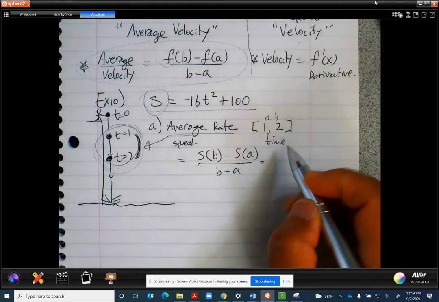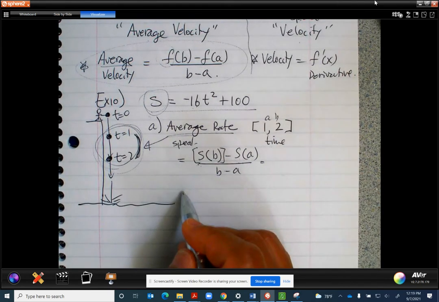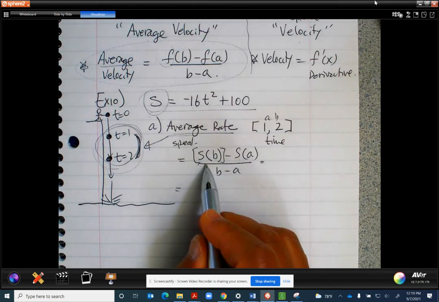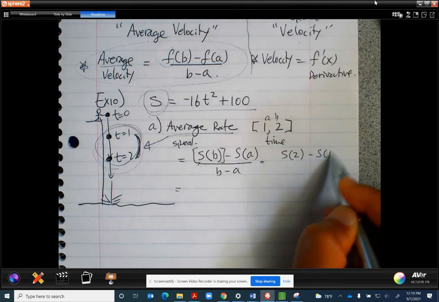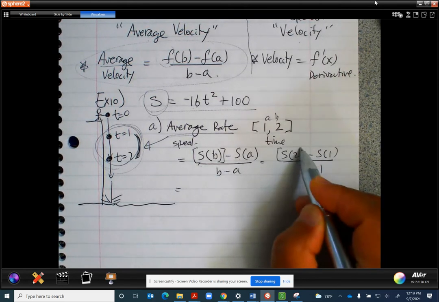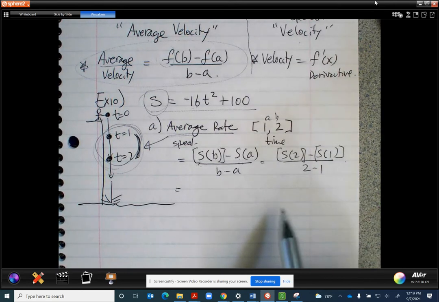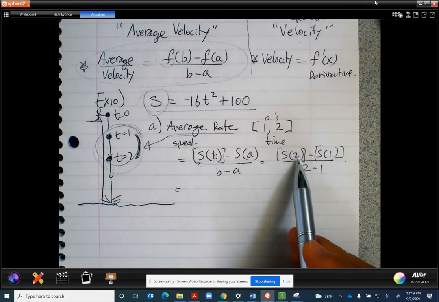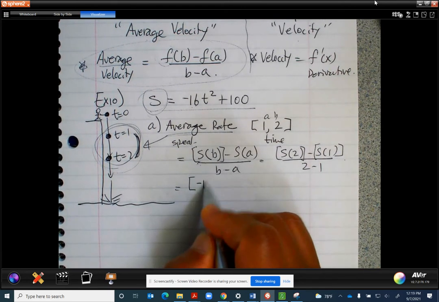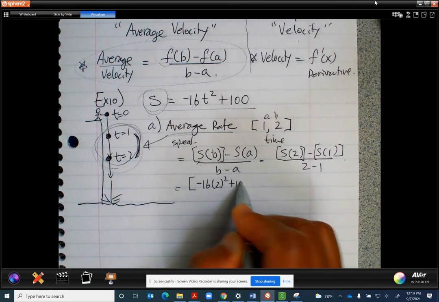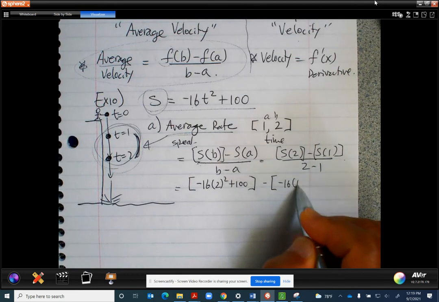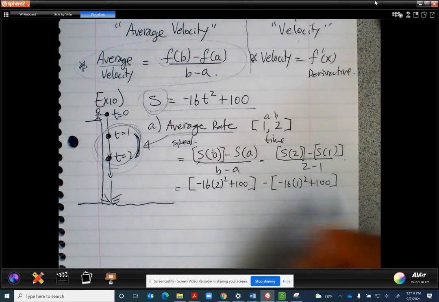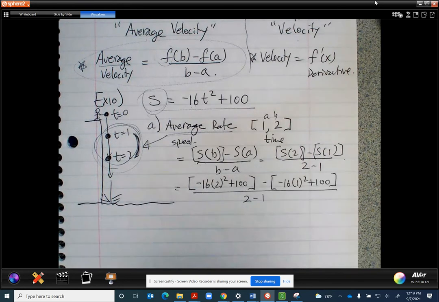So let's plug it in. What is s of b? You need to help me with this, okay? In this case, this is s of 2 minus s of 1 over 2 minus 1. How do I find s of 2? Plug it in. So this is negative 16 times 2 squared plus 100, minus negative 16 times 1 squared plus 100, all over 2 minus 1.